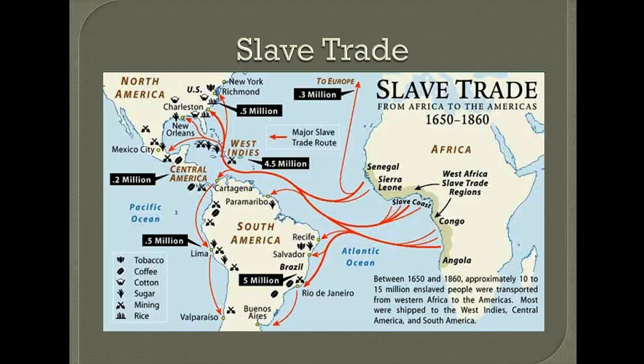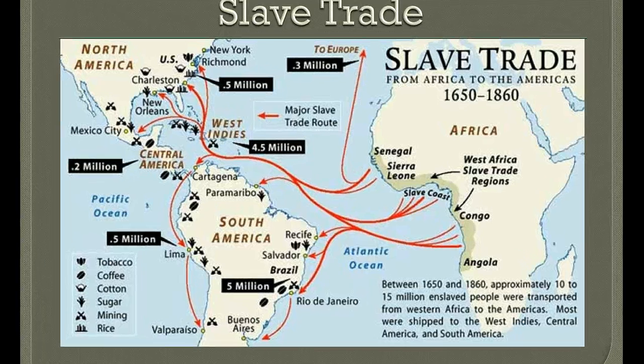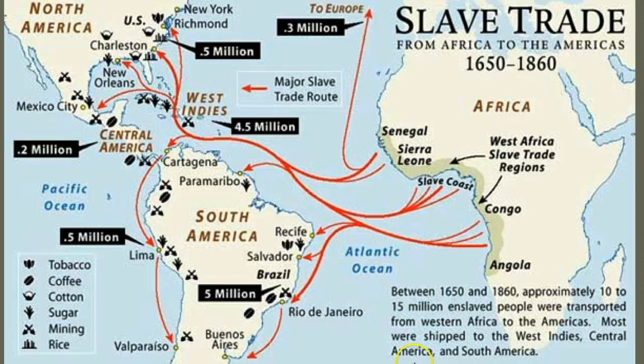And this illustration shows more of where slaves were headed from Africa. We see, for the most part, it's the west coast of Africa where the slaves are being taken from. And if we look up here at the U.S., we see about 500,000 slaves end up in North America, which is a large number, don't get me wrong. But if we head down south a little more, in the West Indies, we see 4.5 million slaves. And down to South America and Brazil, we see 5 million.